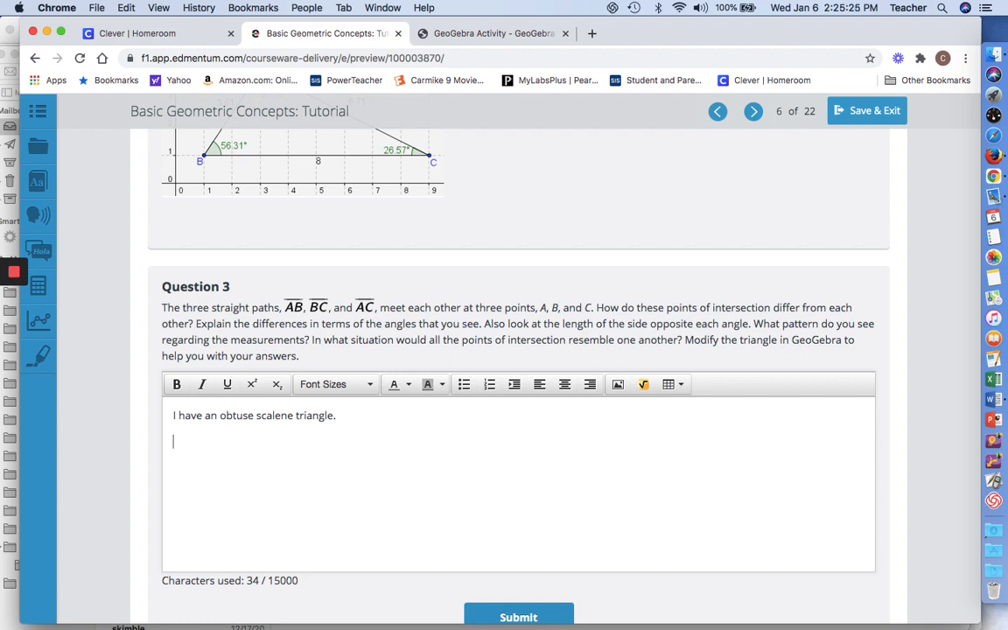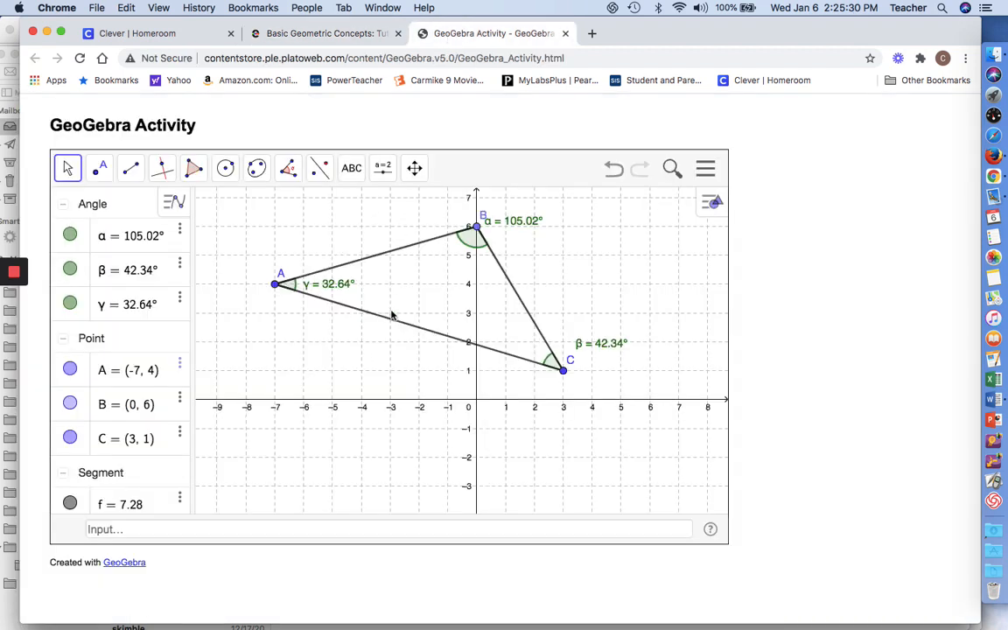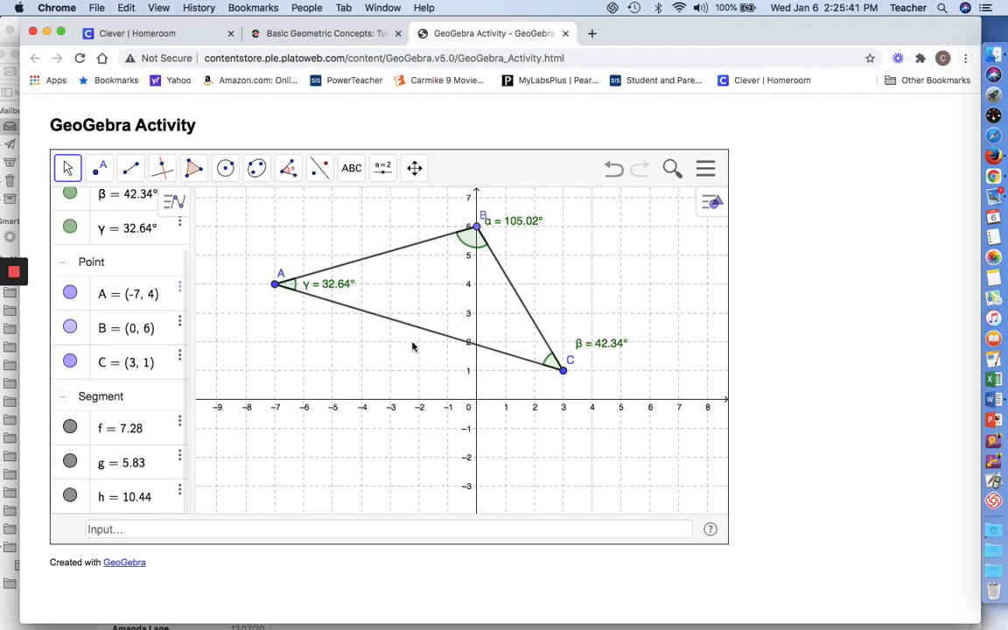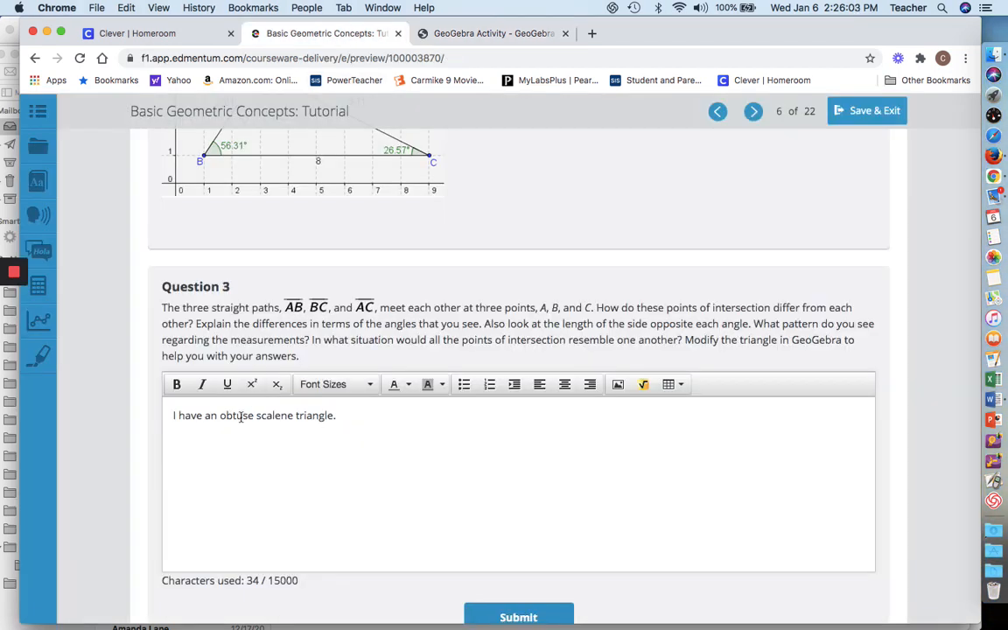Now it says to explain the difference in terms of the angles you see. What it's asking for you to understand is that, see that big obtuse angle right there, that 105.02? Across from it is going to be my biggest side. And if you'll notice, that was the last one I drew, the 10.44. So a big angle across from that is going to be the biggest side. All right, I also have a 32.64. That's my smallest angle. Across from it will be my smallest side. And since that's the second side I drew, the smallest is 5.83. So that's what it's asking.